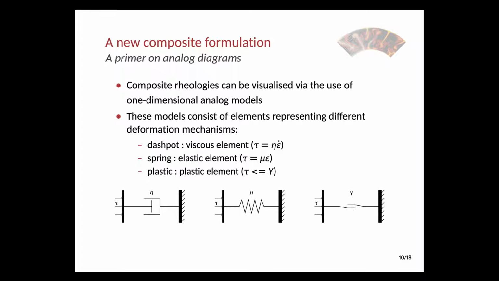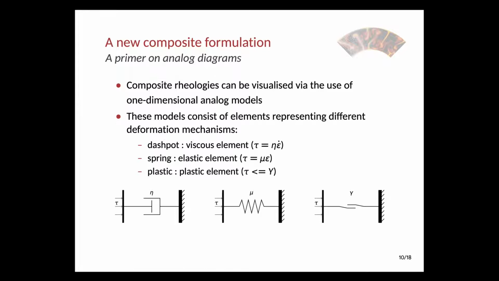At the bottom of this slide, you can see 3 different diagrams. The first one is a model of essentially a viscous damper. The idea is that you impose a stress on the left-hand wall, the right-hand wall is fixed, and that damper will deform according to its viscosity eta. The second diagram, the one in the middle, is essentially just a spring. Here stress is proportional to the strain, rather than the strain rate for the viscous element.